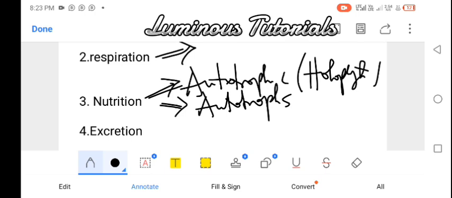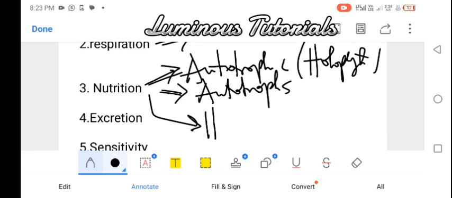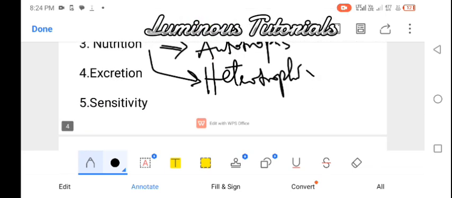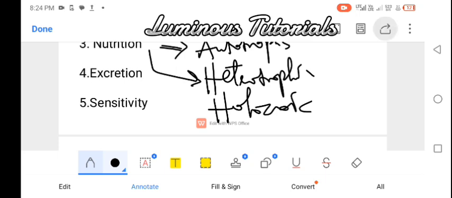Whereas the other ones that are unable to manufacture their own food are called heterotrophs. They can only feed on already made food, feed on plants and all that. The mode of nutrition is called heterotrophic mode of nutrition, or you can call it holozoic mode of nutrition.